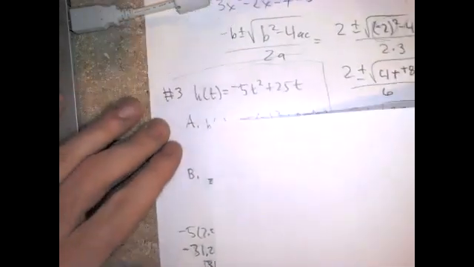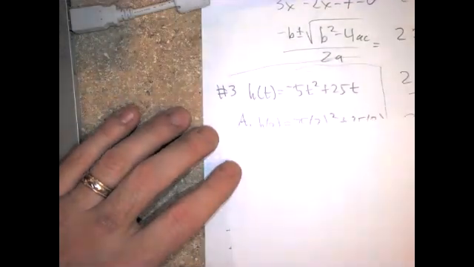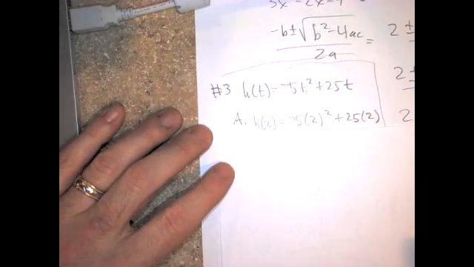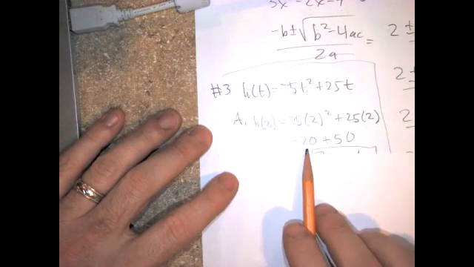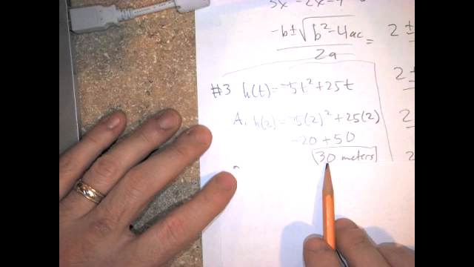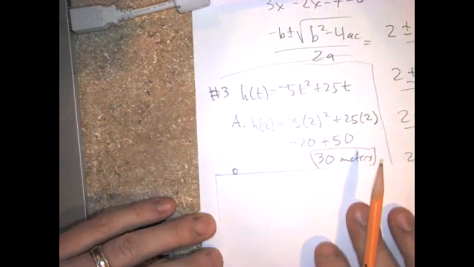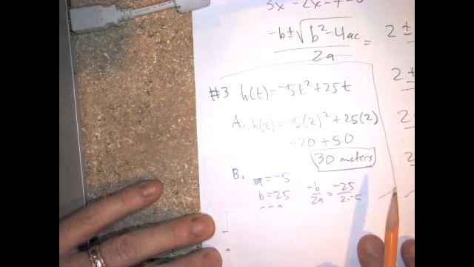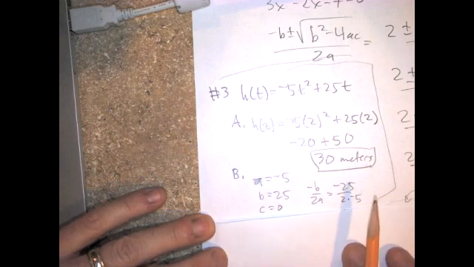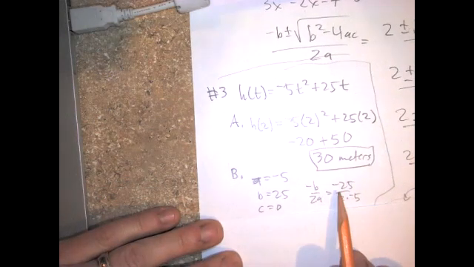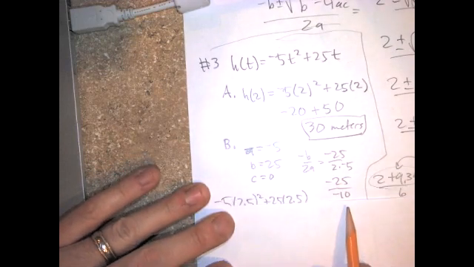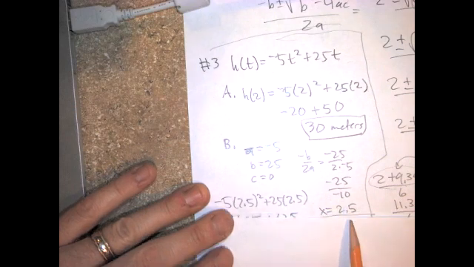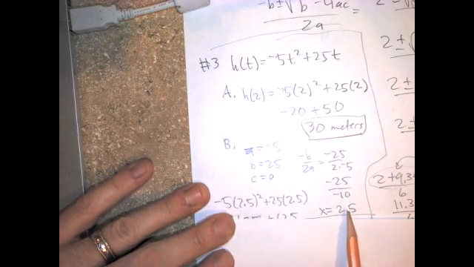All right, and then number 3, let's look over here. You got this function. You said to find the height at 2 seconds. That means just plug in 2 for t. -20 plus 50. I got 30 meters. Part B said find the vertex, -b over 2a. Negative 25 over 2 times negative 5.